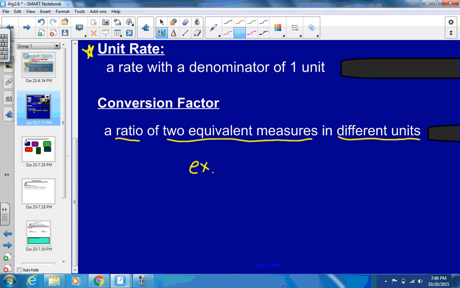3 feet per 1 yard. It's a ratio. They're two equivalent things. 3 feet and 1 yard are actually the same length, and they're different units. One is feet and one is yards. You could say 60 minutes per 1 hour. They're the same length of time, but they're different units.